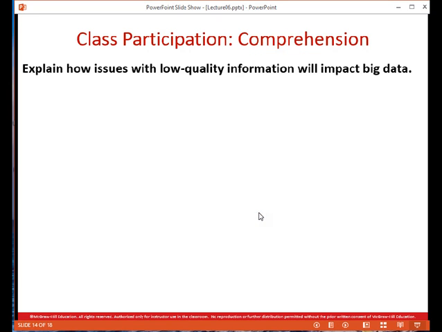We also need to explain how issues with low quality information will impact big data. Low quality data will impact every area of the organization, including big data. It does not matter how much money a company spends on data analysis tools if the data it is collecting is of poor quality. Garbage in is garbage out, and not even big data can fix bad data.